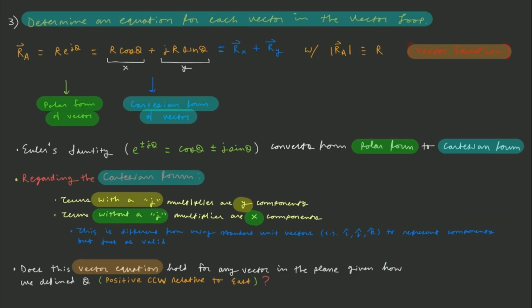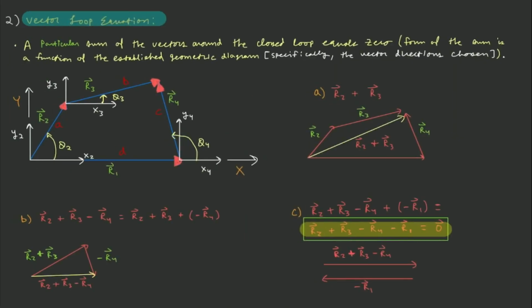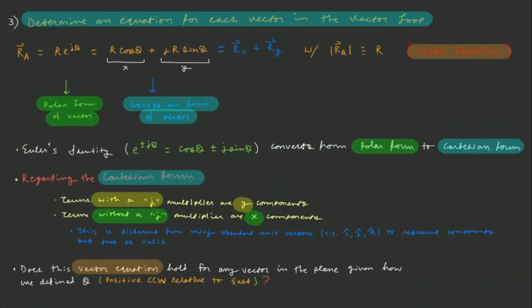So the next step, before we dive into things and use the vector loop equation to derive the position equations, is to determine an equation for each vector in the vector loop. So how are we going to represent the vectors R2, R3, R4, R1 component-wise? Often in mechanism analysis, we will represent our vectors with polar forms. So we use an imaginary component and a real component in 2D to represent our vectors.